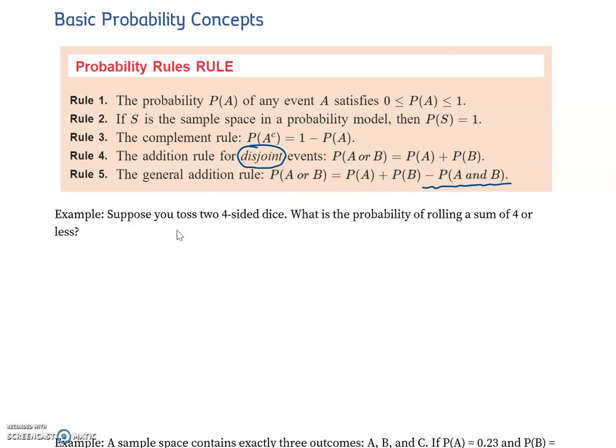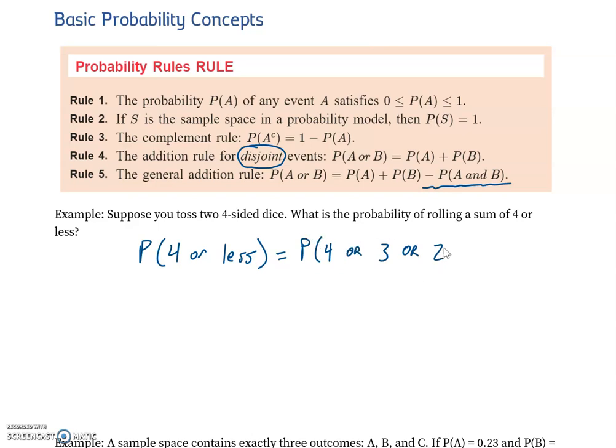So our first example, suppose you toss 2 4-sided dice. What's the probability of rolling a sum of 4 or less? There's a couple ways to think about this. One way is to say that any sum that I roll is disjoint from the other sums. Let me put in an intermediate step here. We can think about 4 or less as we roll a 4, or we roll a 3, or we roll a 2.